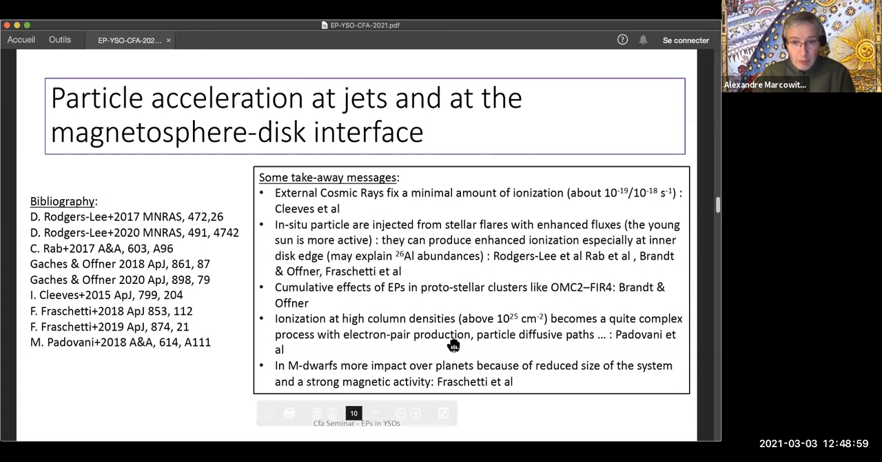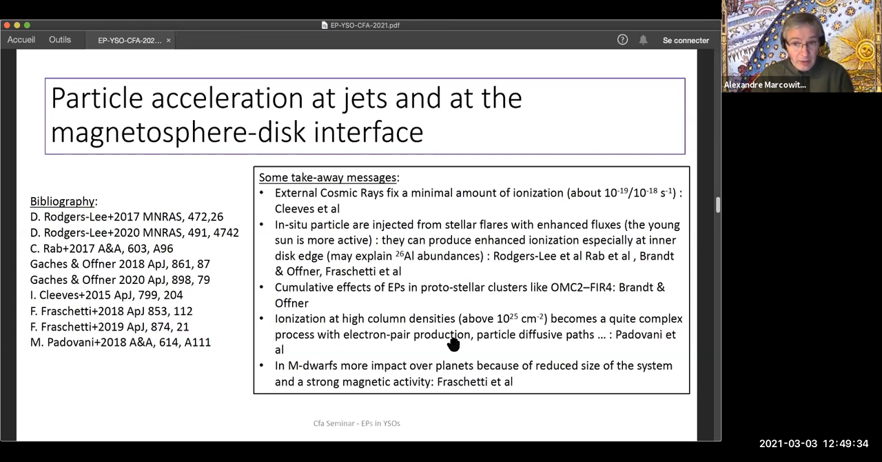If you want to deal with ionization in accretion disks, you have also at some stage to account for high column densities. So here only energetic particles can go there, but then the calculation of ionization starts to be complicated, because in fact ionization is not produced by the primary particle but by secondary particles, electron-positron production, and particles also have a complex diffusive path. So this is a result by Padovani and collaborators.